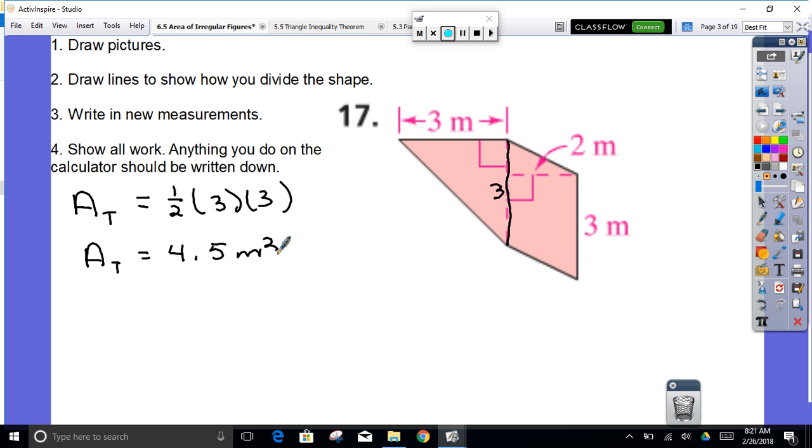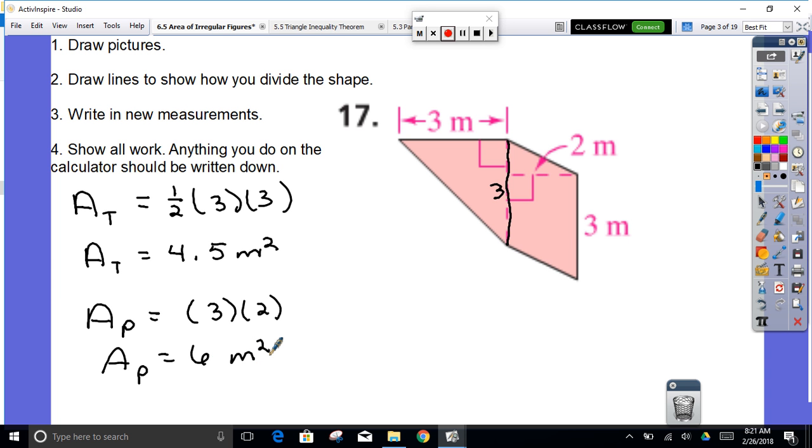Now I'm going to find the area of the parallelogram. So that parallelogram, I'm going to do area and put a little P beside it so that I know I'm finding the area of the parallelogram, is just base times height. So that's 3 times 2. So the area of the parallelogram is 6 square meters.